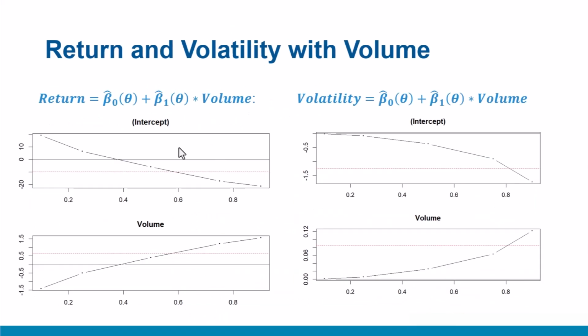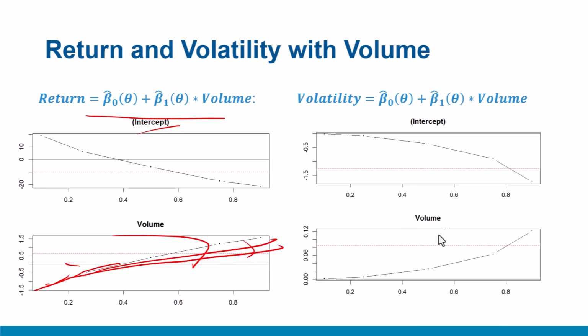Let us finally visualize the relationship. And here you can see return versus volume. Intercept, we'll not focus on intercept. Look at the slope coefficient. It starts from here, minus 1.5, and it increases to positive. As we move towards higher quantiles, the relationship becomes more and more positive. Similarly, for volatility and volume, as you can see, it starts from close to 0 and becomes more and more positive as we move to the higher quantiles.